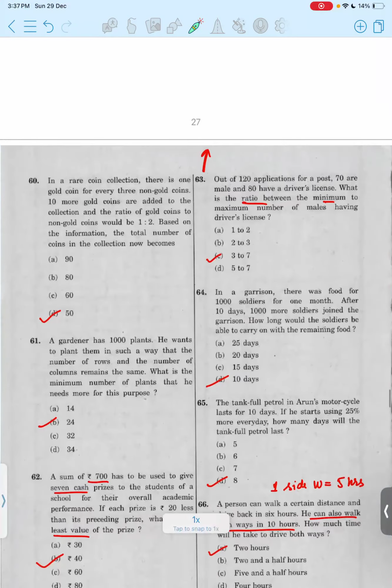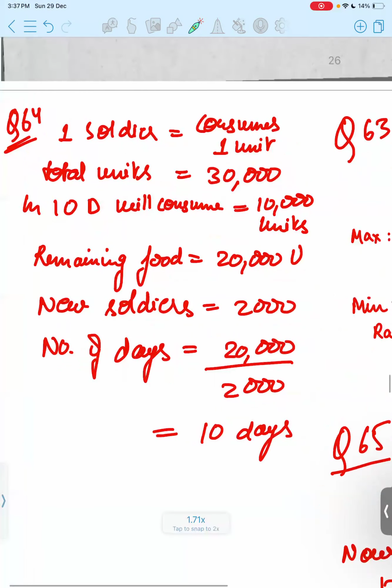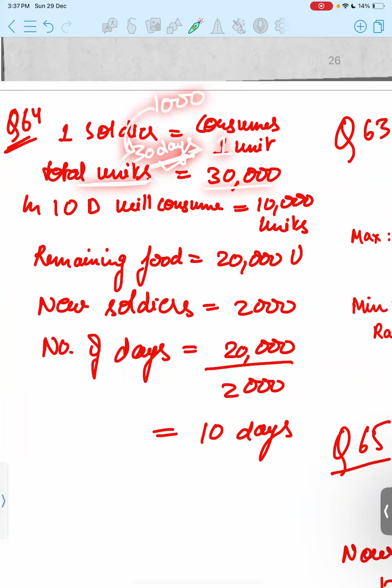So if we go into the calculations for question number 64, we suppose that one soldier would be consuming 1 unit out of the total available food, and the total units would be 30,000 because it is stating that the food is sufficient for 30 days. And because we have 1,000 soldiers, we'll simply multiply 1,000 with 30. We'll get 30,000 total food units that we have for 30 days.